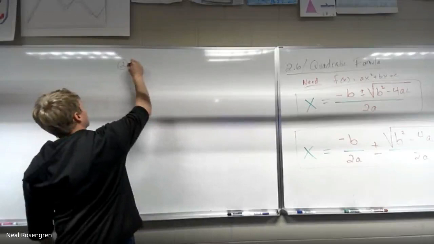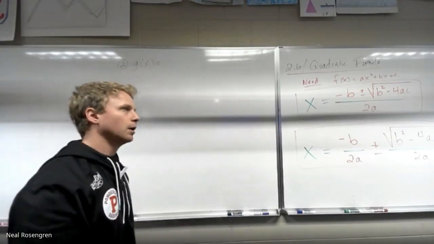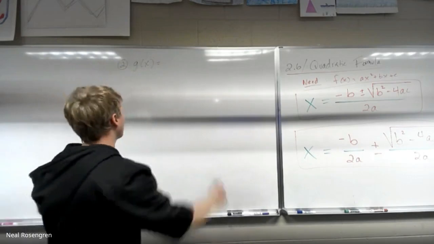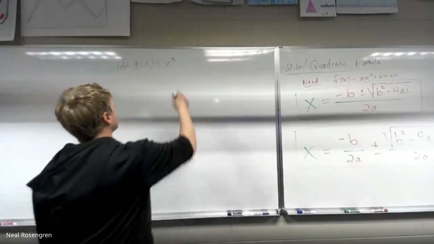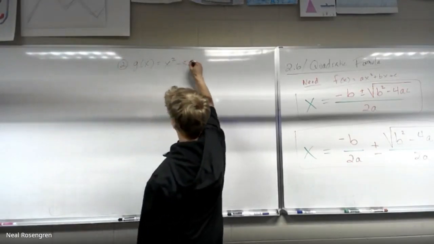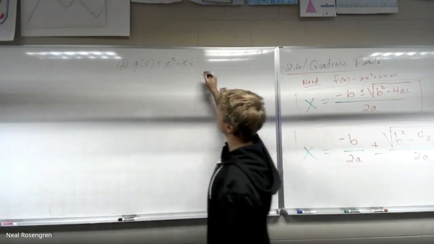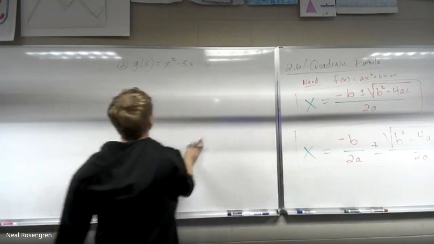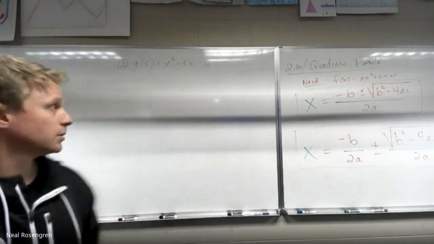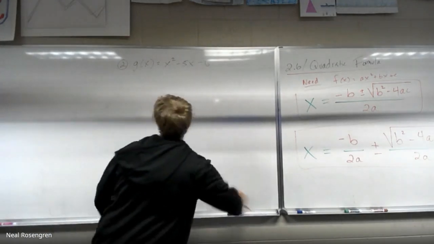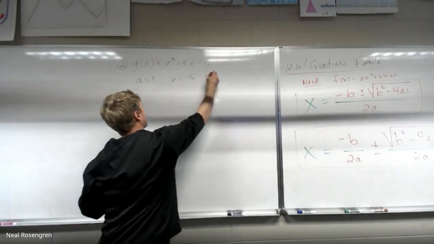Number 2, g of x. Let's pick something that works out where the square root's going to be perfect. I'll stick with a being 1 for now. A could be whatever we want. Let's go like x squared minus 5x minus 6. Let's pick numbers that are good. That should do it. So x squared minus 5x minus 6. Okay. So A is 1, B is -5, and C is -6.